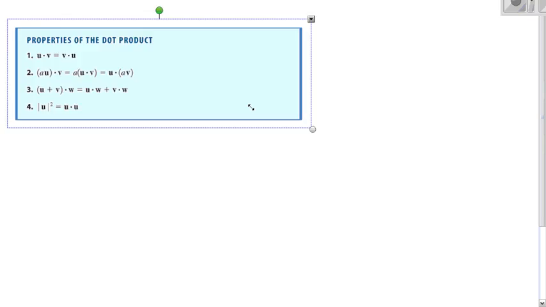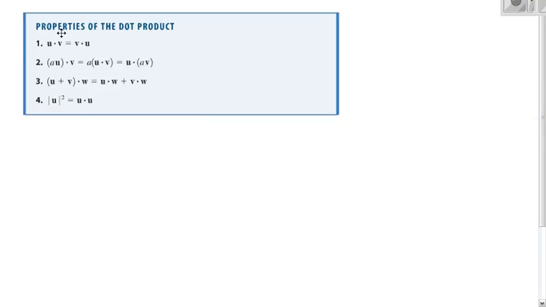With the dot product there are properties. The dot product is commutative, meaning you can flip the order. u dot v is the same as v dot u. Multiplying by a scalar, it doesn't matter when or where you multiply that scalar, it just gets multiplied in. It also works for distribution. If you have adding two vectors and then dot product, you can distribute and do the dot product.